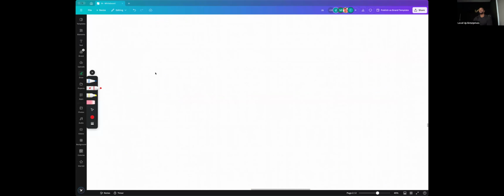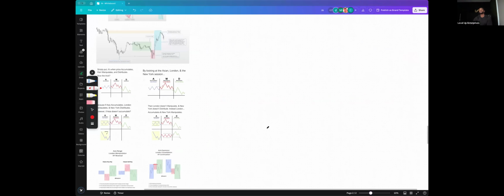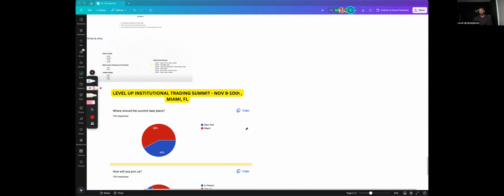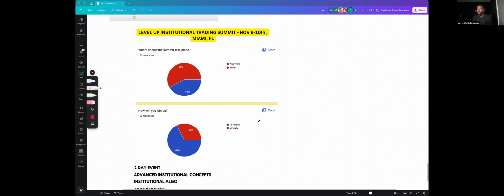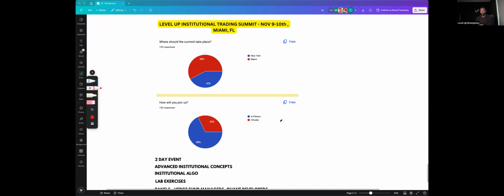So just to give everybody more heads up, just quickly, Miami won the poll. So we're going to go in Miami. It will be November 9th to the 10th. Right now, we're going through the whole logistics of what's going to happen. I should be sharing out the agenda of what's going to be covered at the event later this week. But Miami did win.